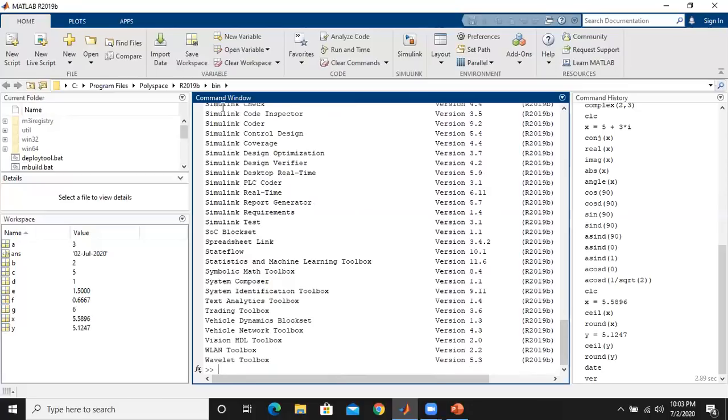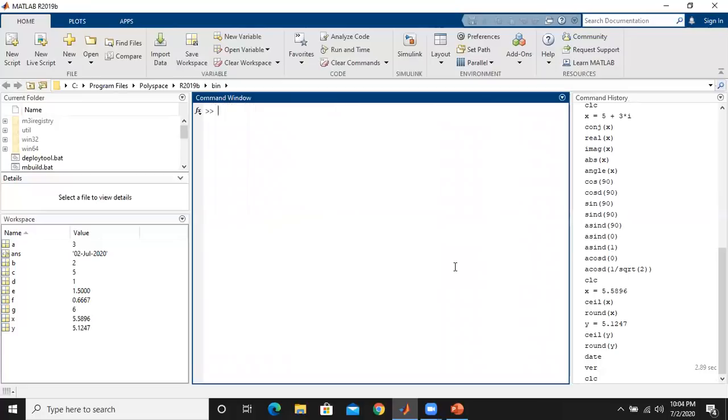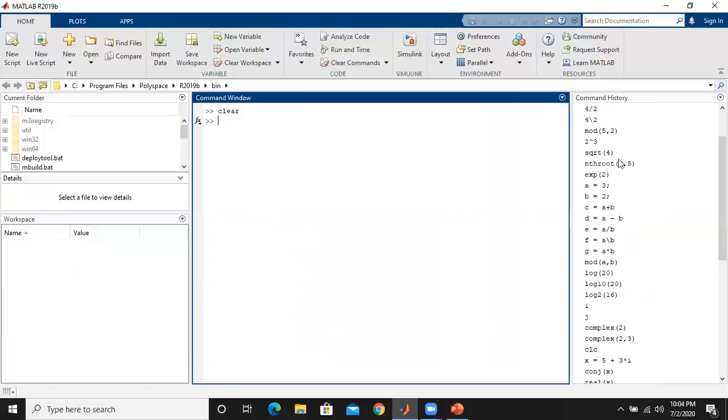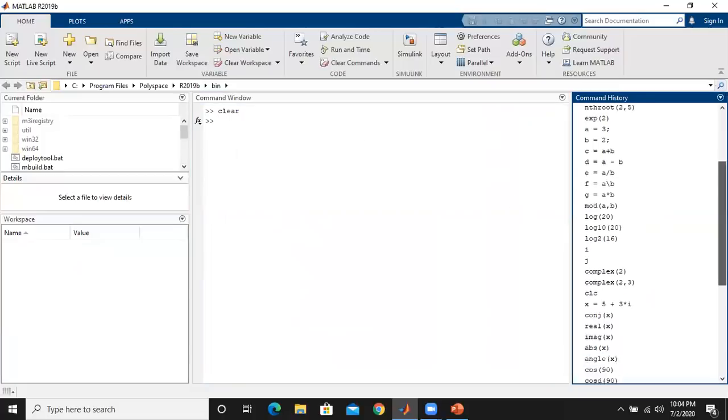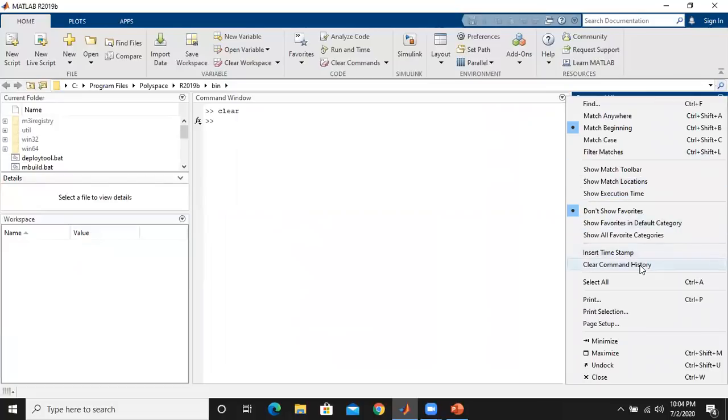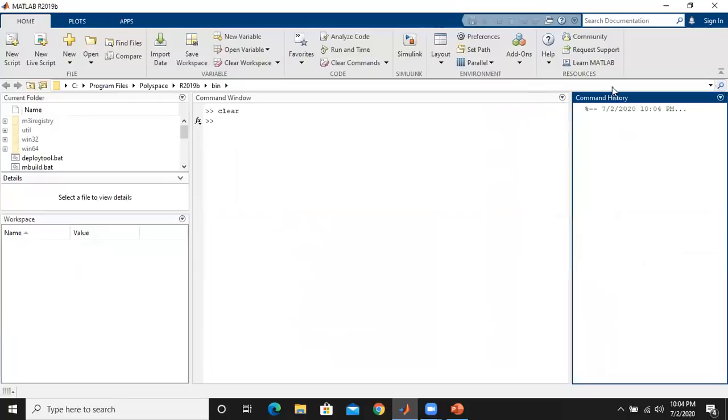Now, in order to clear the command window, just type clc, so that everything will be erased from the command window. And if you want to erase the workspace, then you just type clear, so that the workspace will be cleared. And this command history will hold all the commands which you are dealing with in this session. In the command window, all the things will be saved here. To clear this, just go to command history, right click it, there you can find clear command history, click it, so that the command history will be cleared.